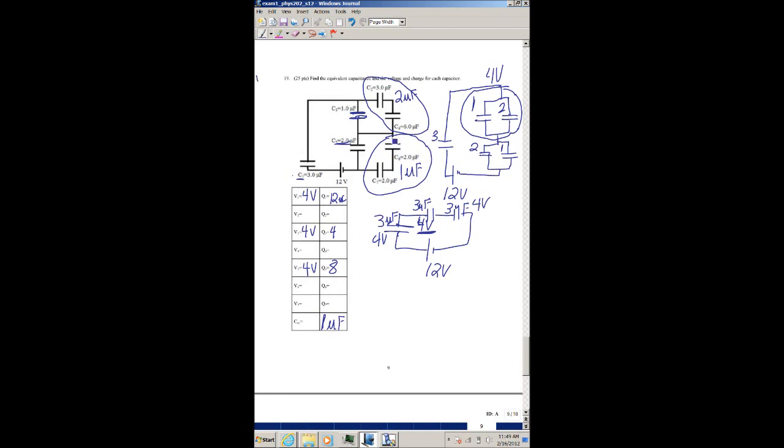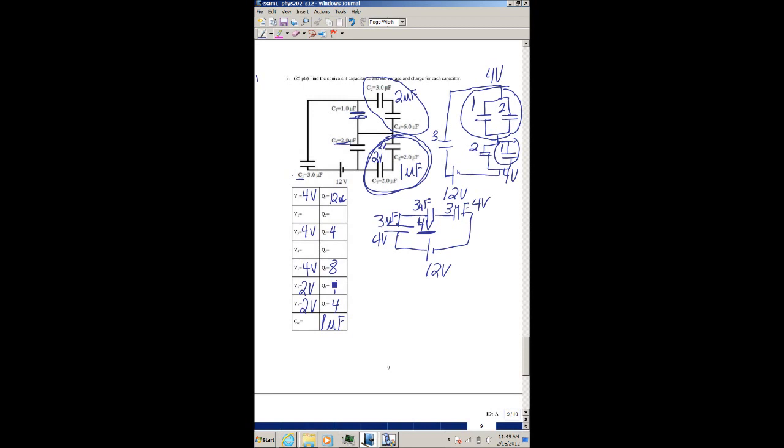Now, these two capacitors are identical, and they share 4 volts. So I'm going to get 2 volts here and 2 volts here, because I know that this capacitor has 4 volts, and it is made up of these 2 capacitors, so they each get 2 volts. 2 volts and 2 volts. Let's see, they're both 2 microfarads, so it's going to give me 4 microcoulombs and 4 microcoulombs.